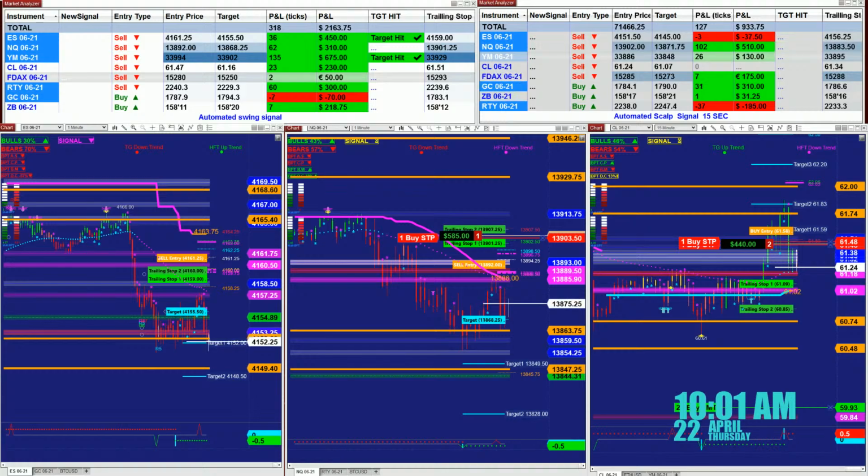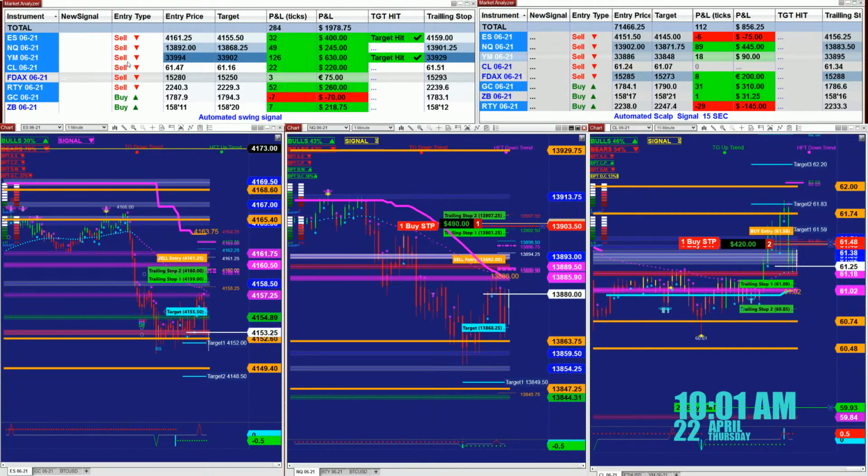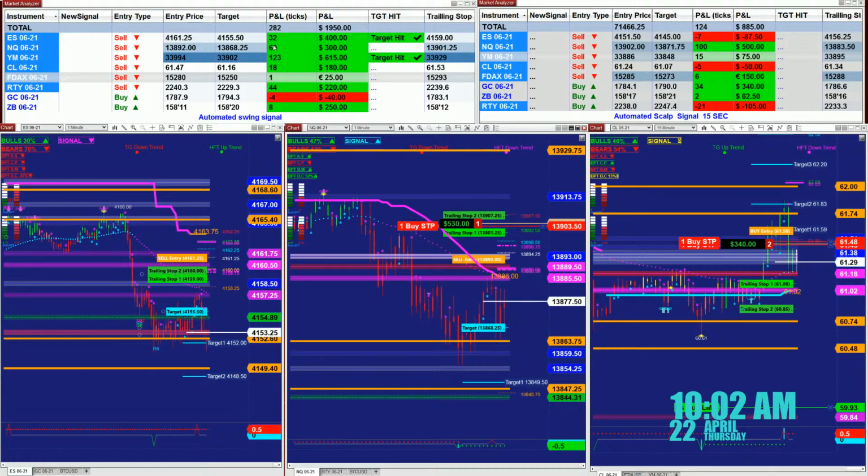As an example here on the market analyzer, we have a sell order on the ES at 4161.25, target 4155, which has already hit the target and is done. On the NASDAQ, we have one contract. The signal fired at 138.92, target 138.68. Based on one contract, that's 60 ticks in profit. This is not the whole day, it's the last entry signal.